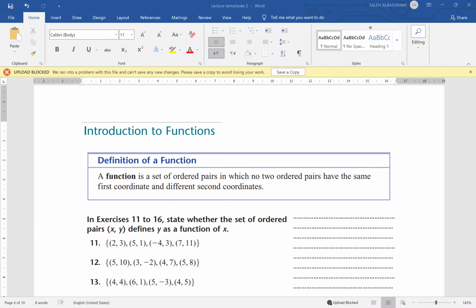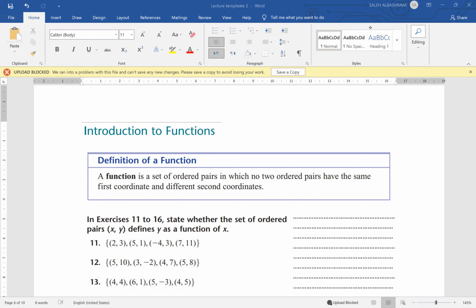In this lecture, we are going to speak about the introduction to functions, in which we are going to define the function, speak about the domain and range of the function, and how to graph or evaluate a given function. Starting with the definition of a function.